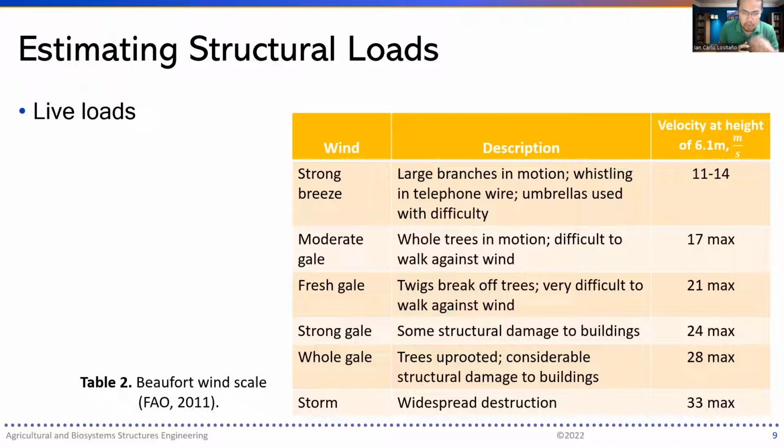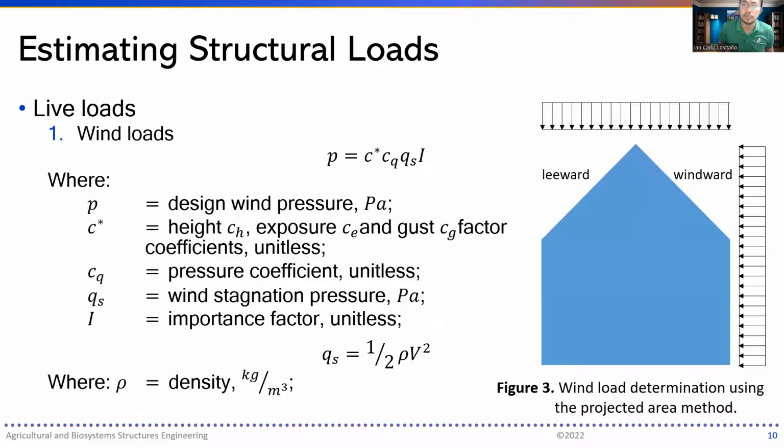Okay, the storm, you have already widespread destruction, and the velocity at the specified height is 33 meters per second. So one will just have to determine the description of the wind, and then determine the wind classification, and then get the velocity for the specified height of 6.1 meters.